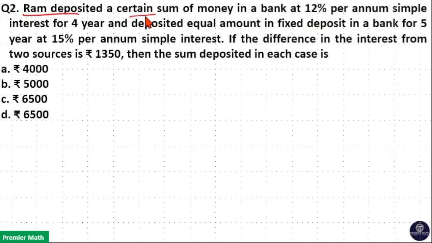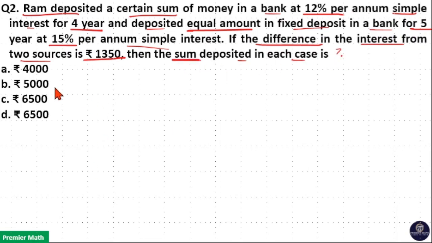Ram deposited a certain sum of money in a bank at 12% per annum simple interest for 4 years and deposited an equal amount in a fixed deposit in a bank for 5 years at 15% per annum simple interest. If the difference in interest from the two sources is rupees 1350, then the sum deposited in each case is? Here he deposited an equal amount in two different banks. And in one bank at a rate of 12% for 4 years.